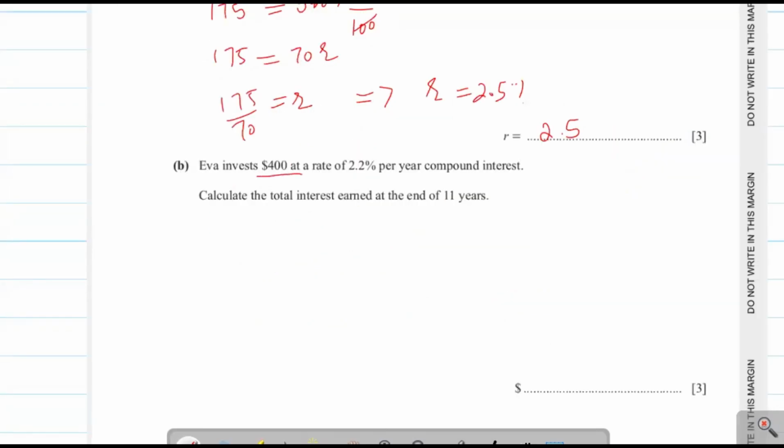Part B. Why invests $400 at a rate of 2.2% per year compound interest. Calculate the total interest.